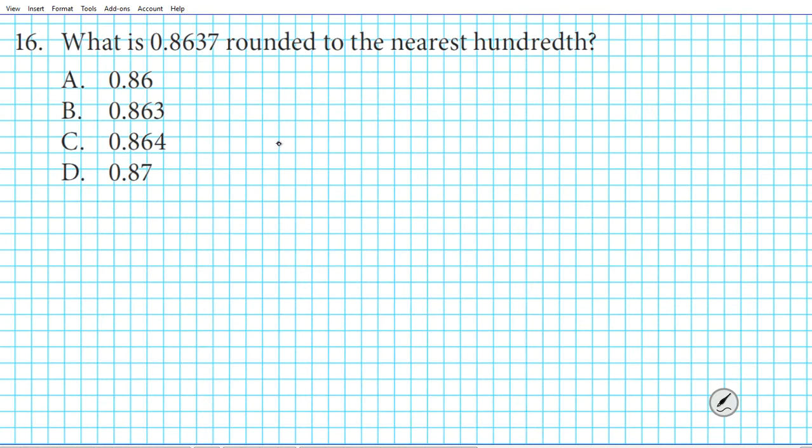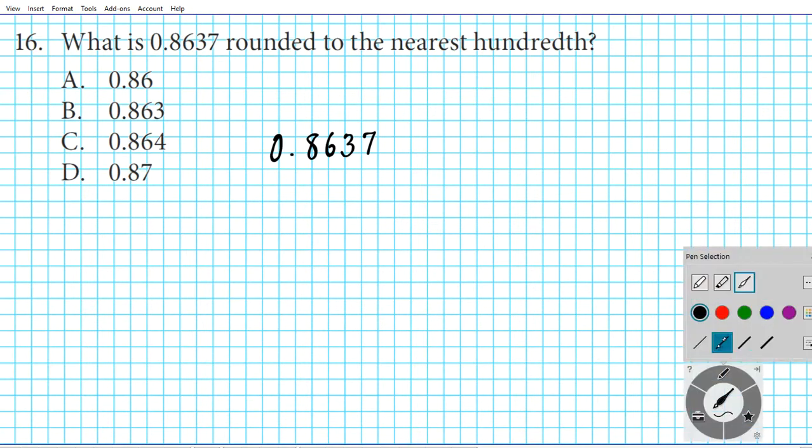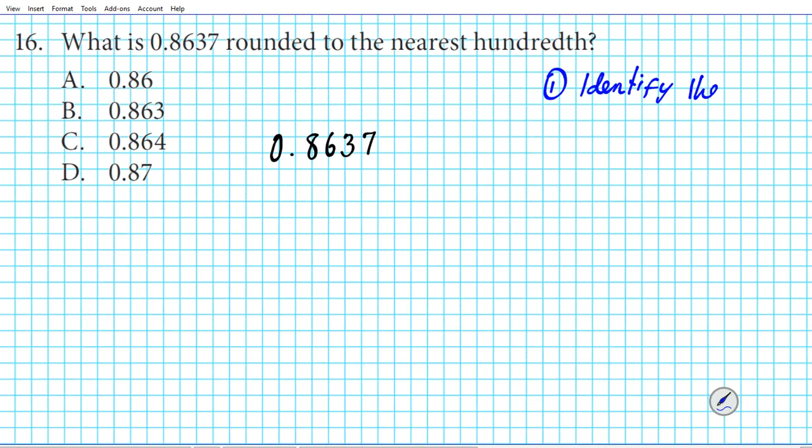Let's start by writing down the number. We have 0.8637. Now these are the steps that we're going to use to round to the nearest hundredth. First things first, you want to identify the desired place value. In this particular problem, we are aiming for the hundredths place.